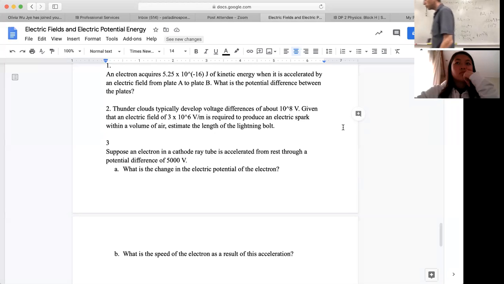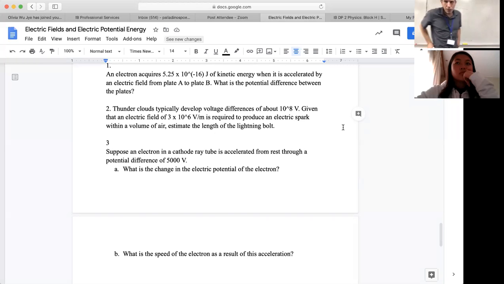So, can I erase this? One of the biggest things in terms of solving problems, try to draw a picture. If you look at a problem and you have no idea how to do it, try to draw a picture, a diagram, and label the things that you know. So if you imagine this, you have a cloud, and you have some bolt of lightning, right?